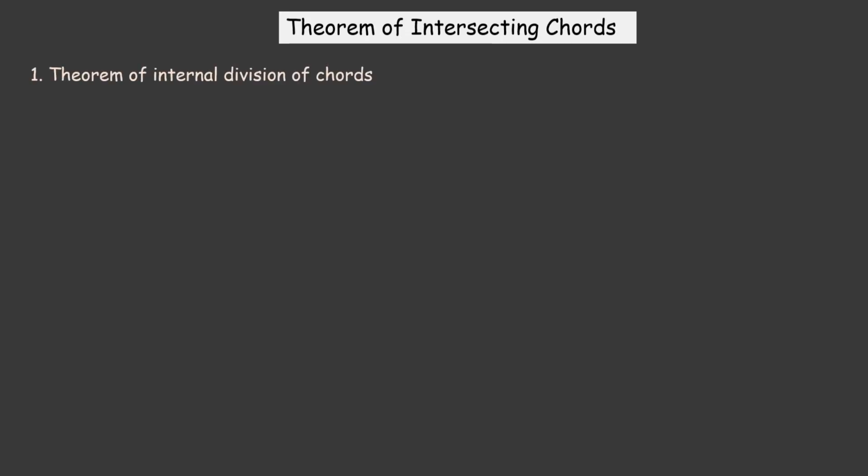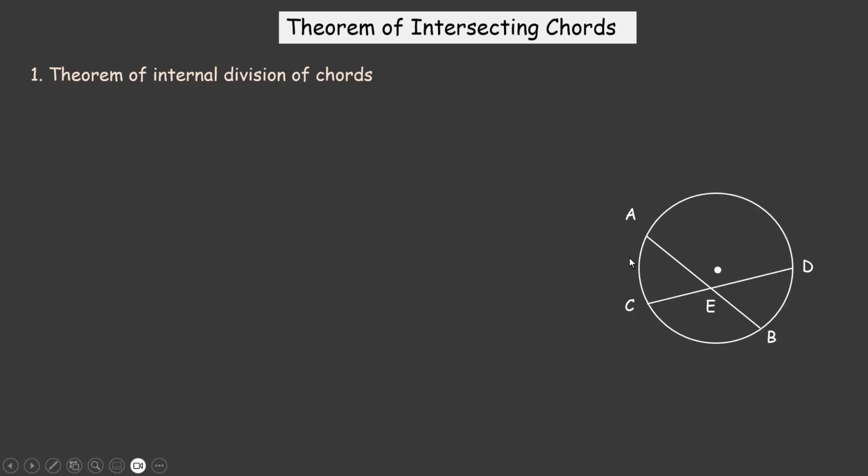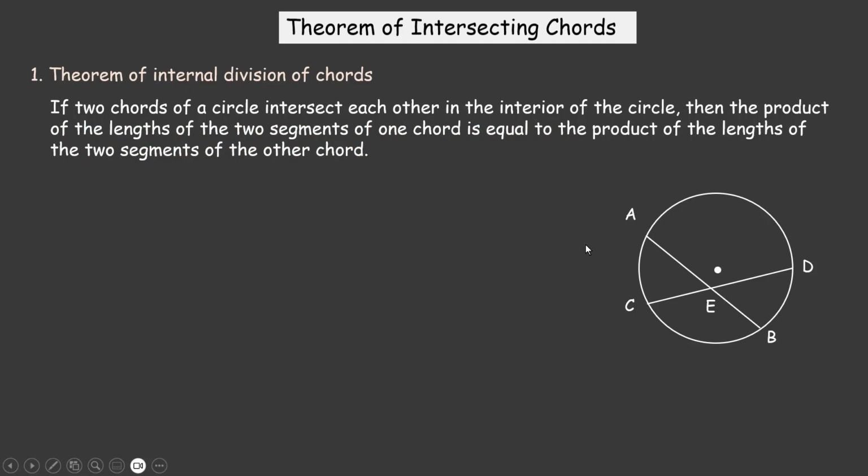Now, the chords can intersect internally or externally. So, let us first look at the theorem of internal division of chords. If we have a circle where two chords AB and CD intersect internally at point E, then this theorem says that if two chords of a circle intersect each other in the interior of the circle, then the product of the lengths of the two segments of one chord is equal to the product of the lengths of the two segments of the other chord. That is, AE into EB is equal to CE into ED.